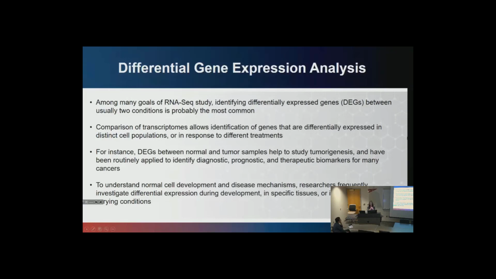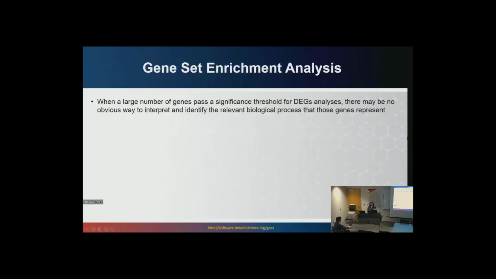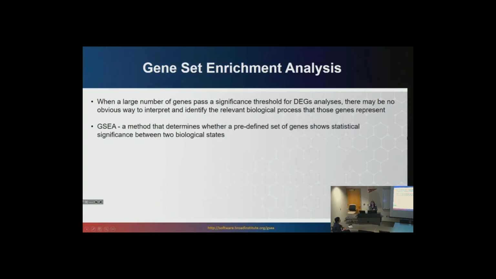Sometimes differential gene expression analysis may identify several hundred genes, or in some cases a few thousand differentially expressed genes. When a large number of genes pass a significant threshold for this differential expression analysis, there may be no obvious way to interpret and identify the relevant biological process that those genes represent. So at that point, complementary tools like gene set enrichment analysis may be helpful.